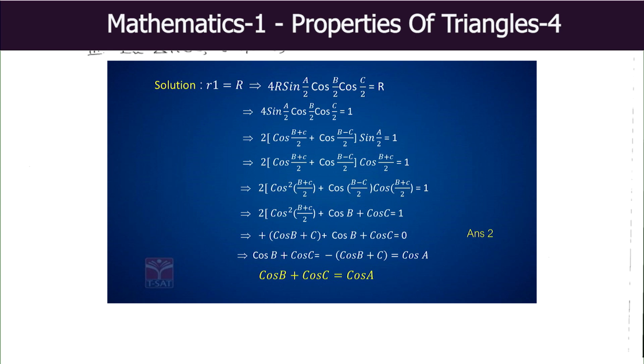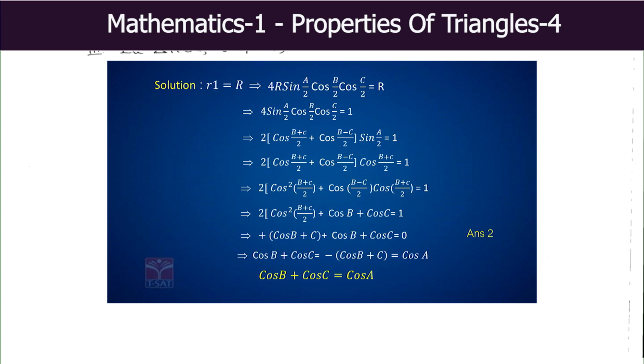Now you can cancel R on both sides. So 4 sin A by 2 cos B by 2 cos C by 2 is equal to 1. So that is 2 into cos (B plus C) by 2 plus cos (B minus C) by 2, into sin A by 2, is equal to 1. So that is 2 into cos (B plus C) by 2 into cos (B minus C) by 2 into cos (B plus C) by 2 is equal to 1. So that is 2 into, if you multiply cos square (B plus C) by 2 and cos (B plus C) by 2 and cos (B minus C) by 2, is equal to 1.